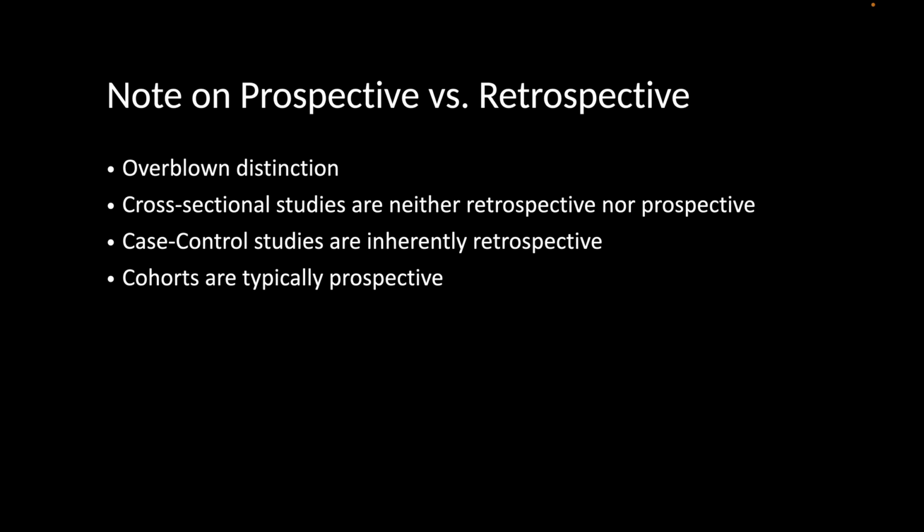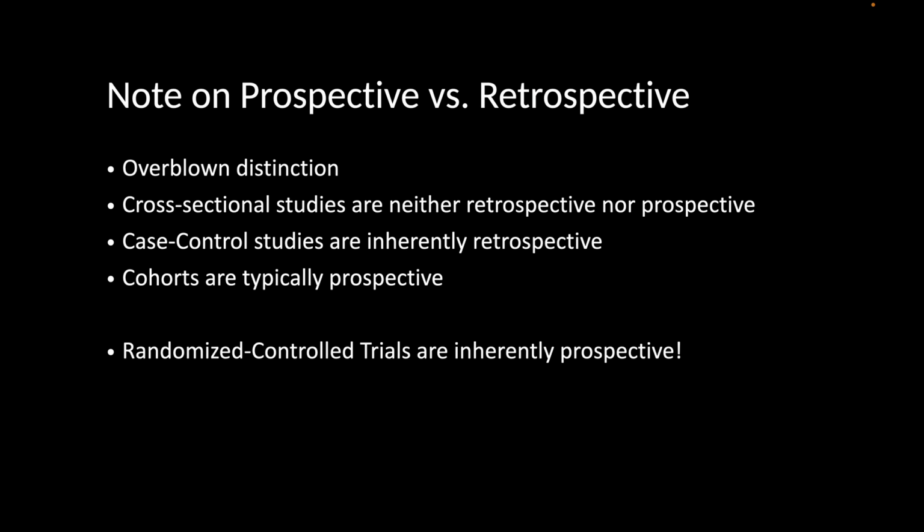Cohorts are generally prospective. And all randomized controlled trials are inherently prospective because we start with patients, we randomize them to get an exposure or not, and we follow them forward in time, and they are never retrospective. Okay?